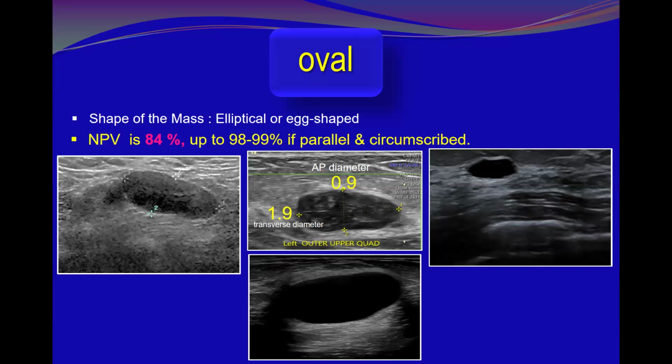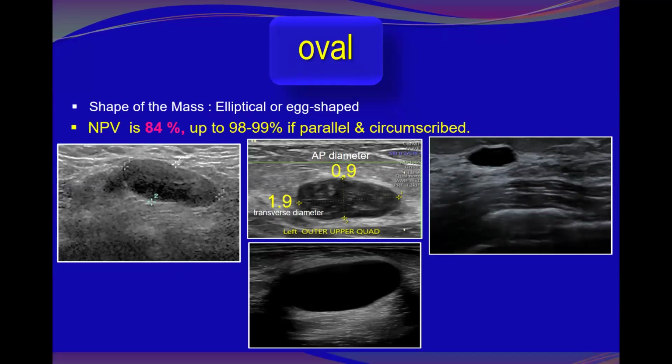However, if it is associated with parallel orientation and circumscribed margin with a thin pseudocapsule, the negative predictive value increases up to 98 to 99%. So the probability of cancer then will be very low. It will be very reassuring.